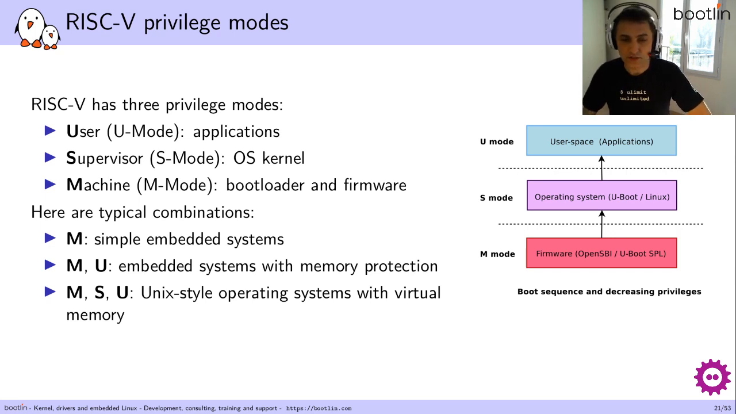So, essentially you have multiple combinations, but what we want to have here is the firmware in M mode, starting an operating system, or the bootloader in S mode, and then user mode. So in our case, we'll have OpenSBI as the M mode, U-boot in S mode, also starting Linux in S mode, and then of course from Linux you'll start applications in user mode.